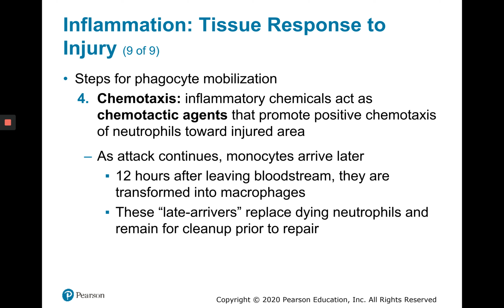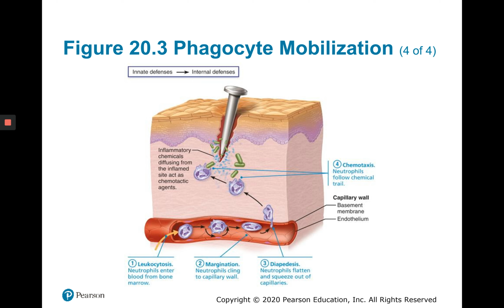And then really as the attack continues, the monocytes will eventually arrive. We'll see the same process for that phagocyte mobilization. Not only were they triggered, but then they were able to stick to the capillary wall, and they went through the capillary wall via diapedesis. Then they perform positive chemotaxis. But it takes about 12 hours after leaving the bloodstream for monocytes to become macrophages. So since they're late arrivers and they have to change into macrophages, they are only able to replace the dying neutrophils, and they remain for cleanup after the neutrophils have already died out, and they remain for cleanup during the healing process and prior to epithelial repair.